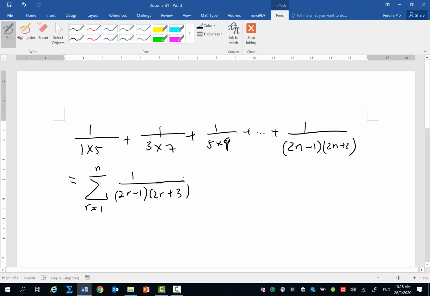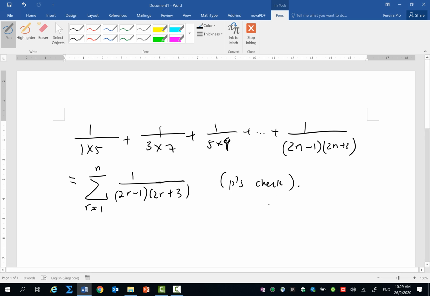Now, whenever you write this in terms of a summation, the next thing you need to do is to go and check. You substitute r equals 1 inside here. Does that give you 1 times 5? Does it correspond to the first term? R equals 2, does it correspond to 3 times 7? R equals 3, does it correspond to 5 and 9? And r equals n, does it correspond to this? You should check. Please check, because if you get this wrong, obviously something is wrong.